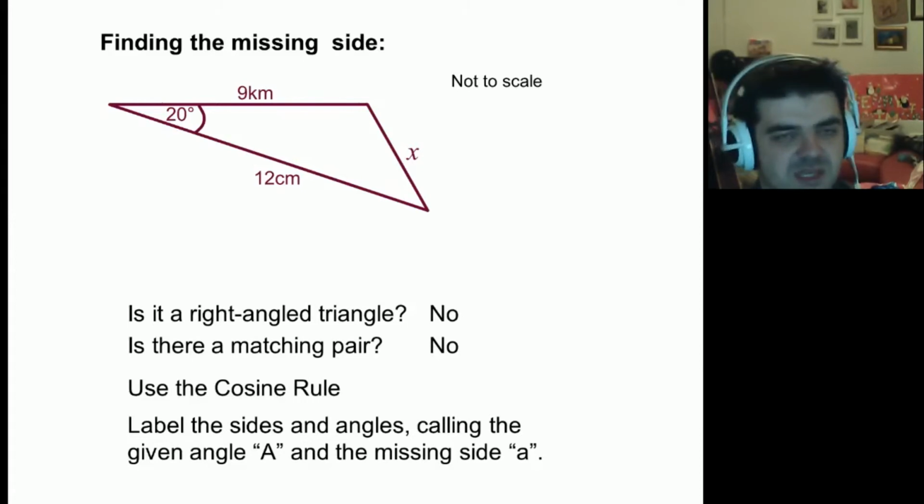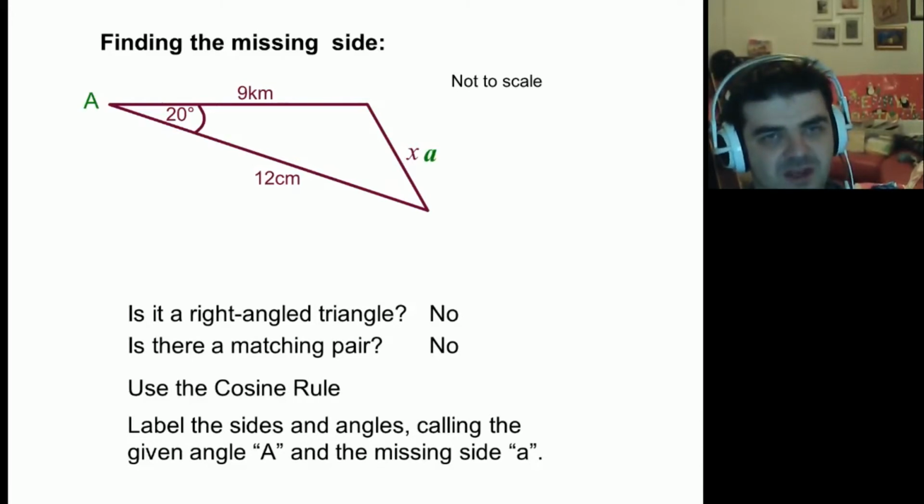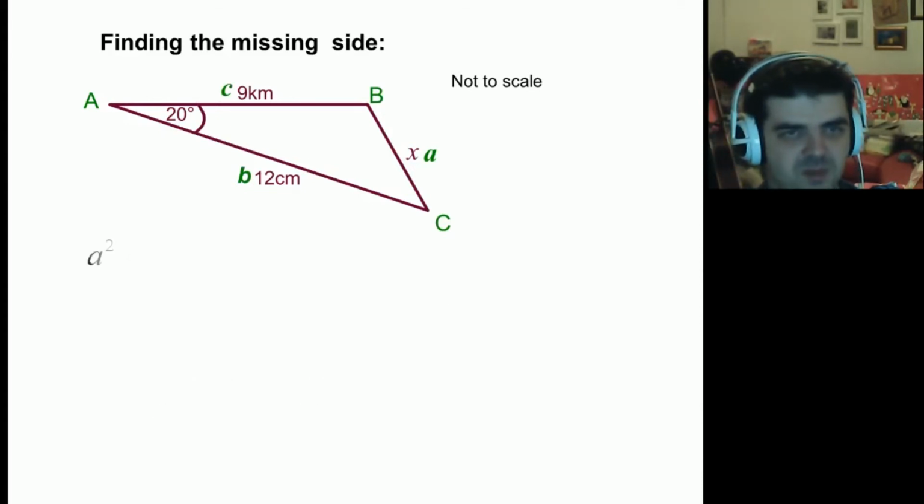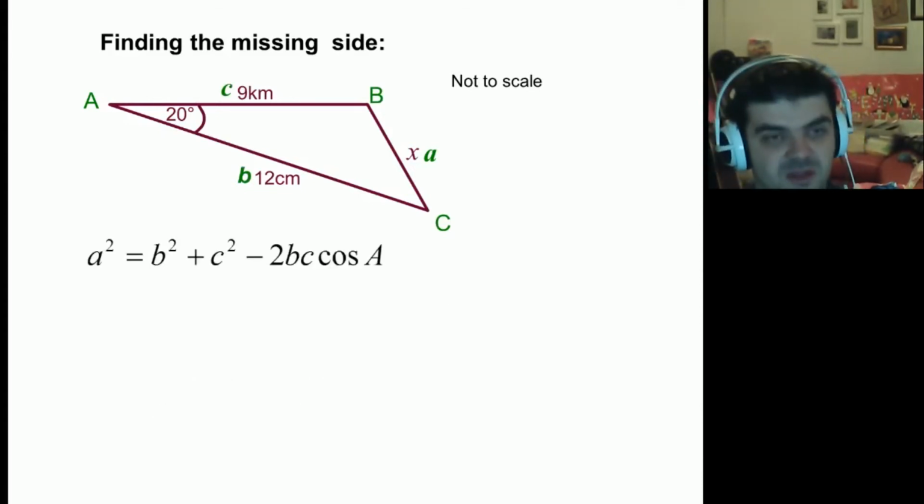Well, we'll see in class how we get around that. But for the moment, we'll do A, B, and C. So A is the angle we're trying to find, and A is the missing side, B and C. Okay, so the formula looks like this, and we're going to fill in the bits that we know.